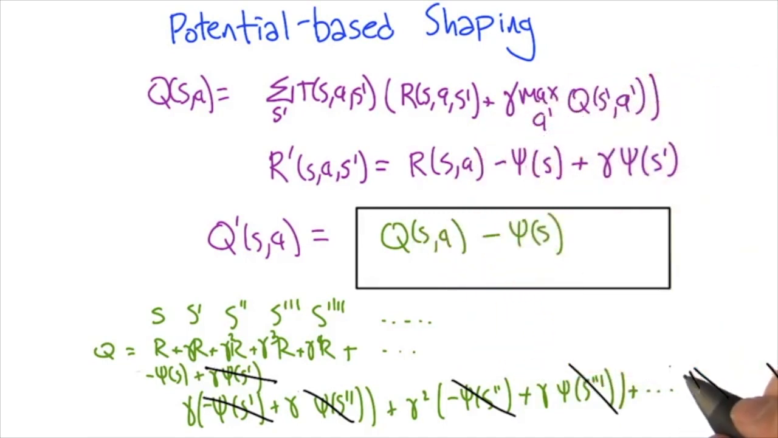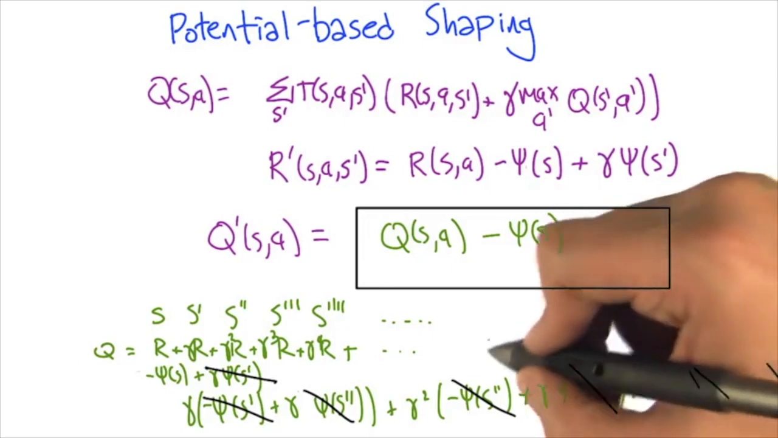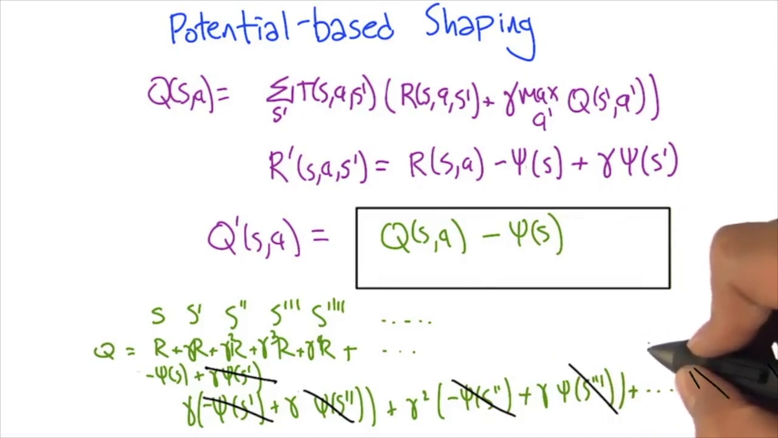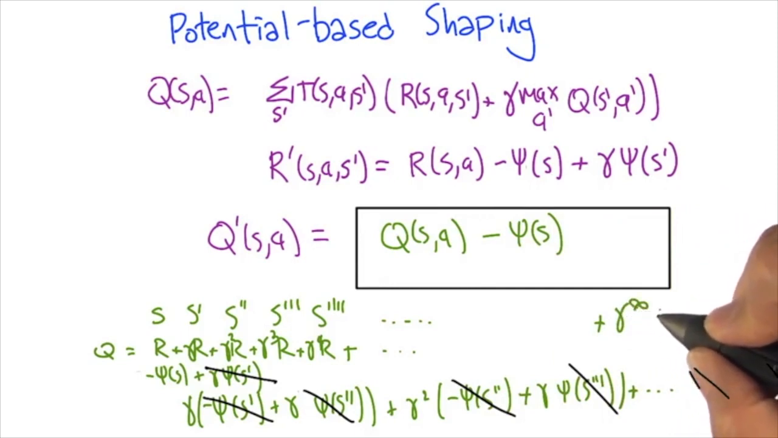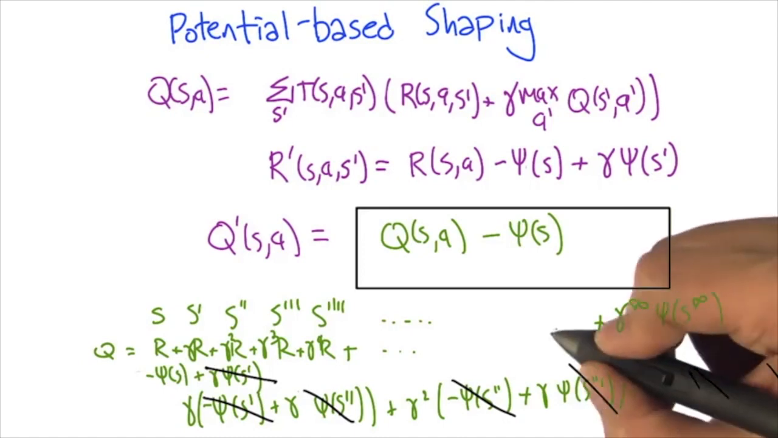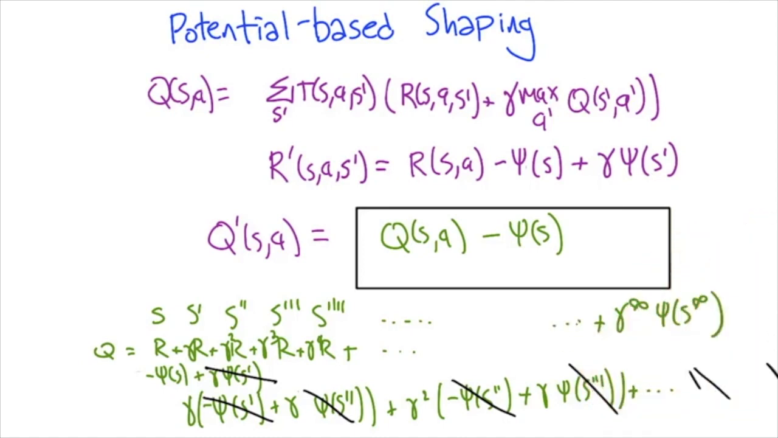Nice. And there's only one little bit of bookkeeping we have to argue our way out of, and that's the fact that we are getting rid of everything in the middle except the things at the beginning and the thing at the very, very end. So there's some kind of gamma to the infinity, psi of S infinity, at the end. But if gamma is less than 1, then something less than 1 to the infinity is just 0.